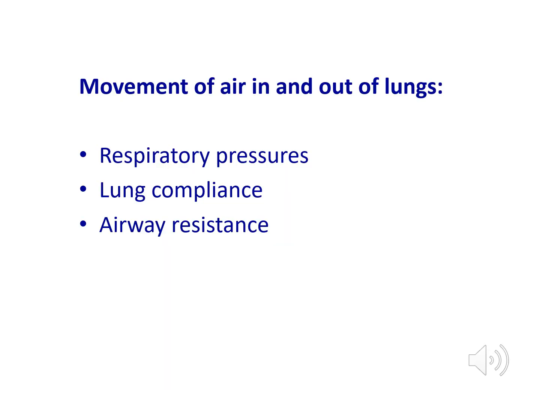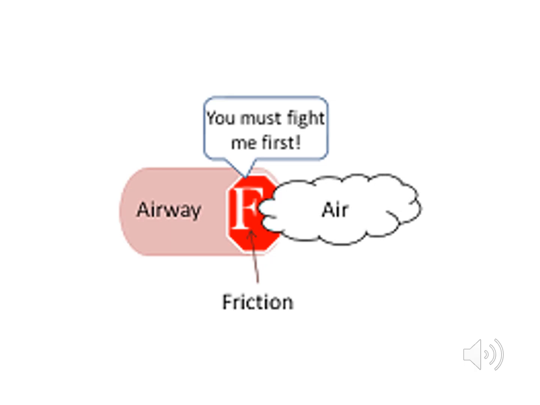All right, the last thing that affects the movement of air in and out of the lungs is airway resistance. Airway resistance is just the resistance that the air encounters as it tries to move through your airways. You probably remember from physics that as the air tries to move through the airways, it does encounter friction and some other forces like that. But really, the primary thing that determines how much resistance the air is going to meet is the diameter of the airway. The smaller the diameter of the airway, the more resistance there is to the air moving through it.